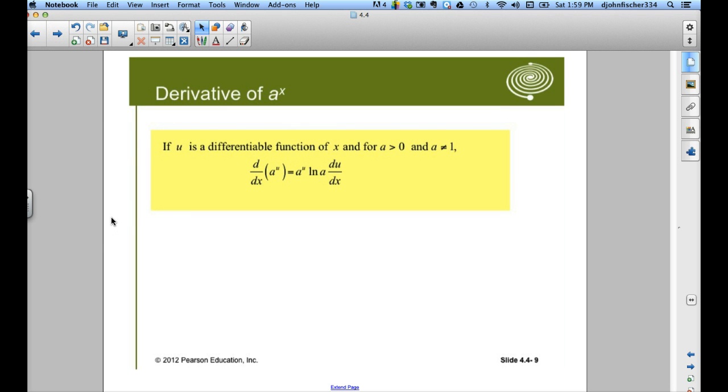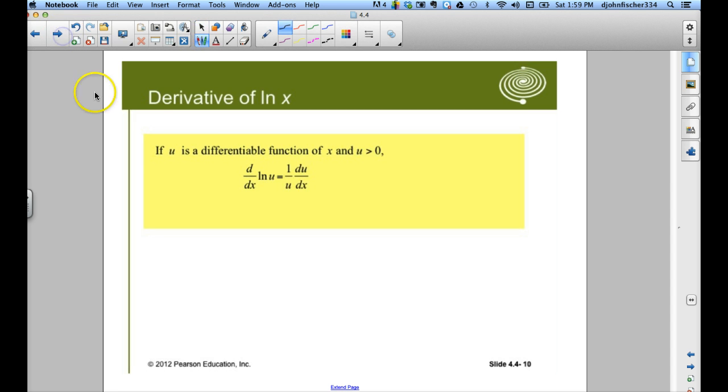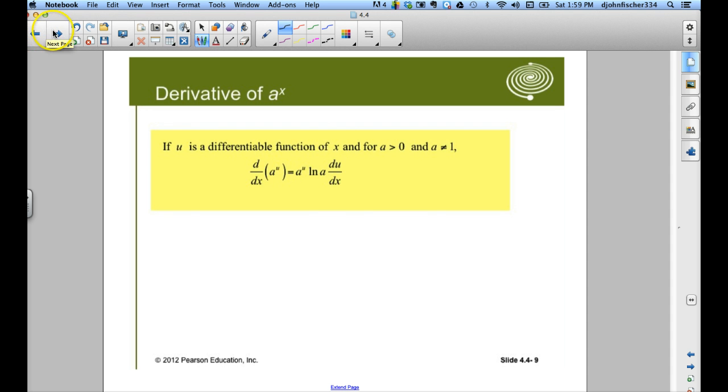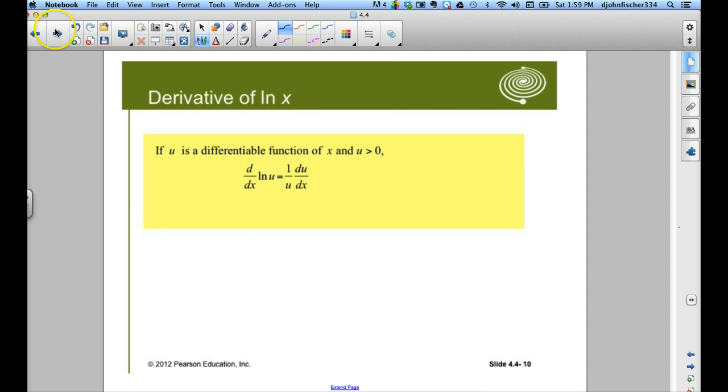If u is a differentiable function of x and a is greater than 0 and a does not equal 1, the derivative of a to the u, now notice my exponent's up here, is equal to a to the u times the natural log of a times du/dx. So we add some extra components to get longer as they go here. So for example, we got another one here. The derivative of the natural log of u is equal to 1 over u times du/dx. So we got this one, a to the u ln of a, 1 over u.